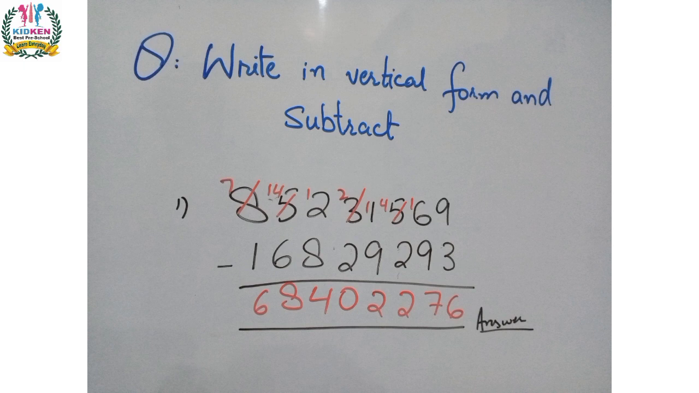Again 4 minus 6 is not possible, so we cut the previous digit, then 8 has converted into 7 and 4 converted to 14. So 14 minus 6 we have answer 8, so we can write 8 in the answer box, and 7 minus 1 we have answer 6. So this is the final solution of this question.